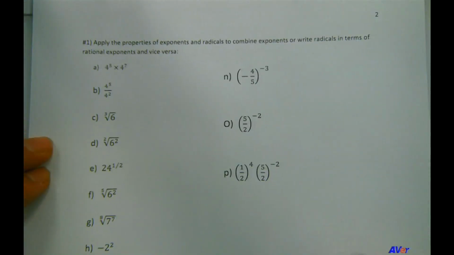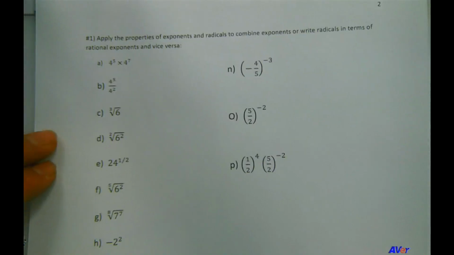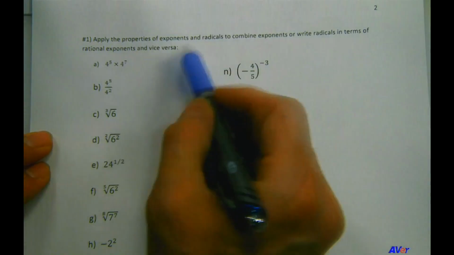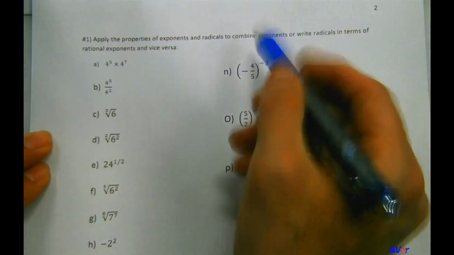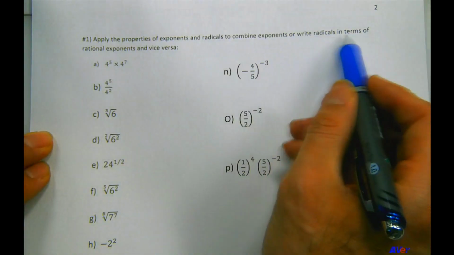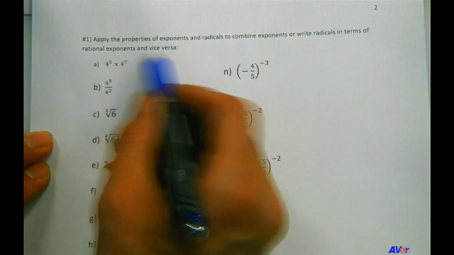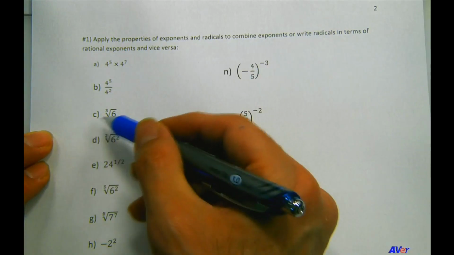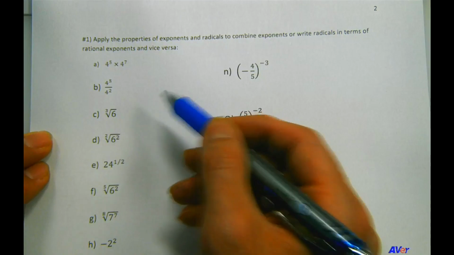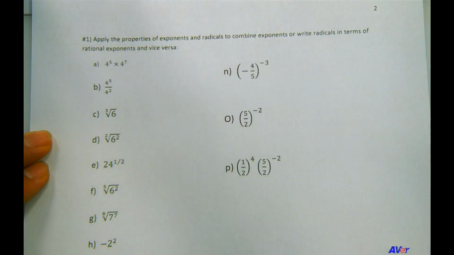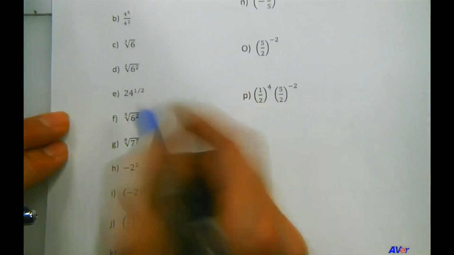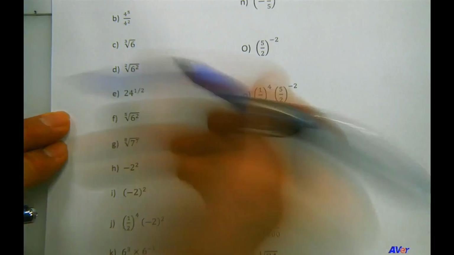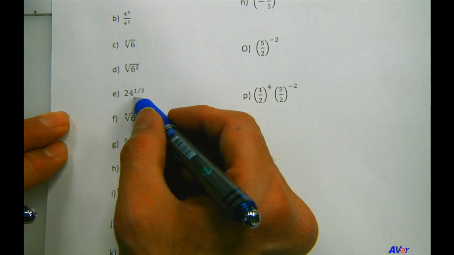Okay, so let's go over some examples to see how all of this can be applied to specific examples. So here we want to apply the properties of exponents and radicals, the ones we just looked at, to combine exponents or write radicals in terms of rational exponents and vice versa. So if we are given a radical expression like this, we want to use these properties to write this in terms of a rational exponent. And if we are given something like this with a rational exponent, we want to write it the other way, in terms of a radical expression.